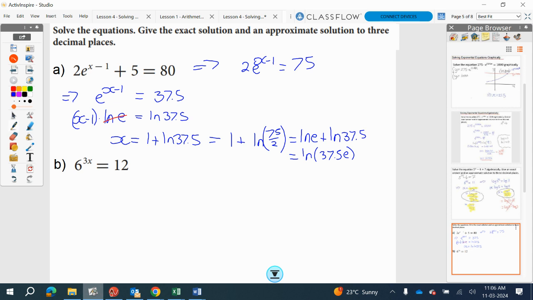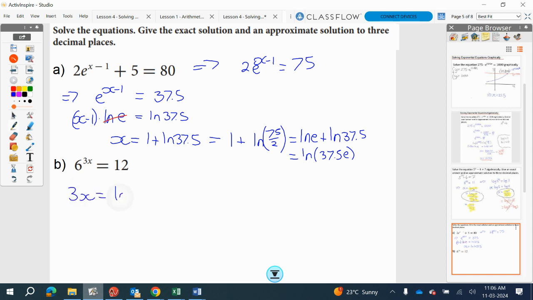This is not necessary, unless the question said write it in this form, as a single logarithm or something. Then it could. I've seen questions that look like this, because you're just playing with the properties of logarithms. All right, last question.